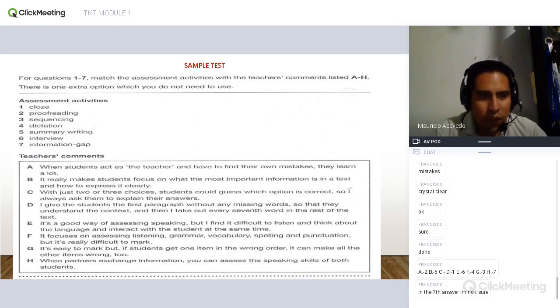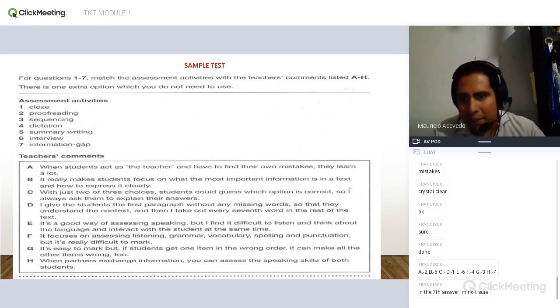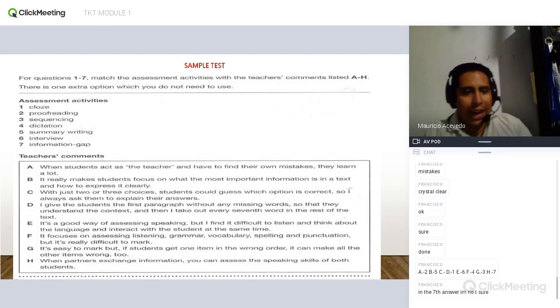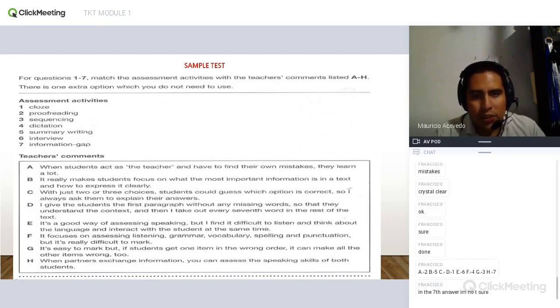Number six is F. It focuses on assessing listening, grammar, vocabulary, many aspects. And for you, this is number six. Interview. Could be. I agree with you. The next one, number four, for you, it's letter. Sorry. Number three is letter G. It's clear to mark, but if the students get one item in the wrong order, it can make all the other items wrong too. Obviously, you have it there. Number three, sequencing. Okay, and finally, when partners exchange information, you can assess the speaking skills of both students. So for you, this is number seven, information gap.